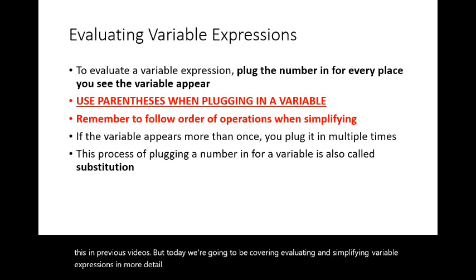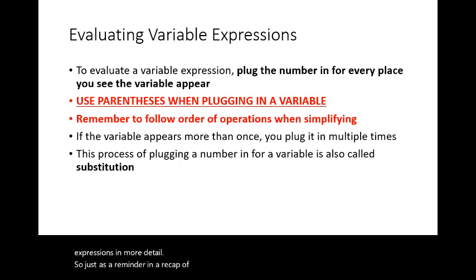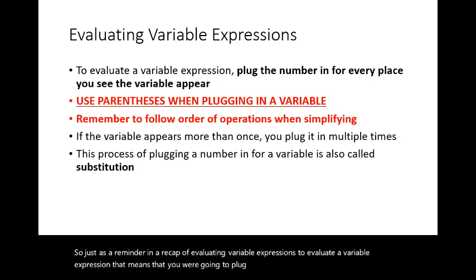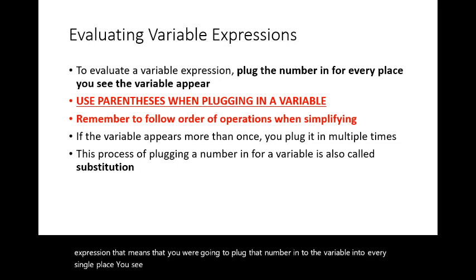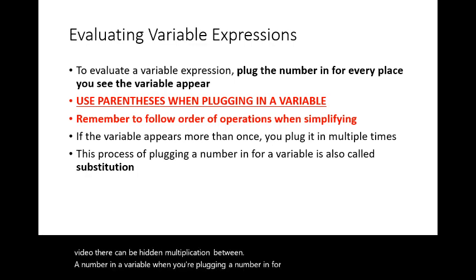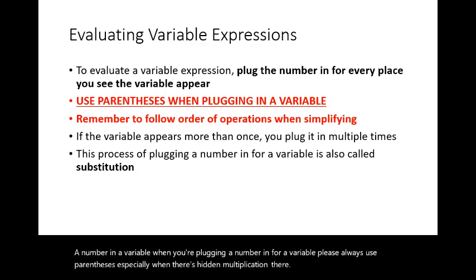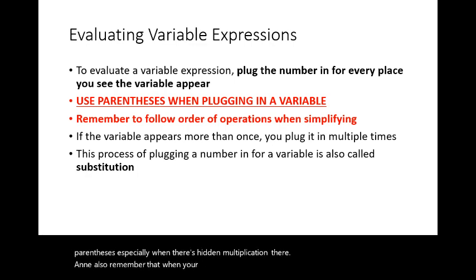So, just as a reminder and a recap of evaluating variable expressions, to evaluate a variable expression means that you are going to plug that number in for the variable into every single place you see the variable appear in the expression. Now, especially as we saw in the last video, there can be hidden multiplication between a number and a variable. When you're plugging a number in for a variable, please always use parentheses, especially when there's hidden multiplication there. And also remember that when your variable expression involves more than one operation, you need to follow order of operations when you simplify that expression.